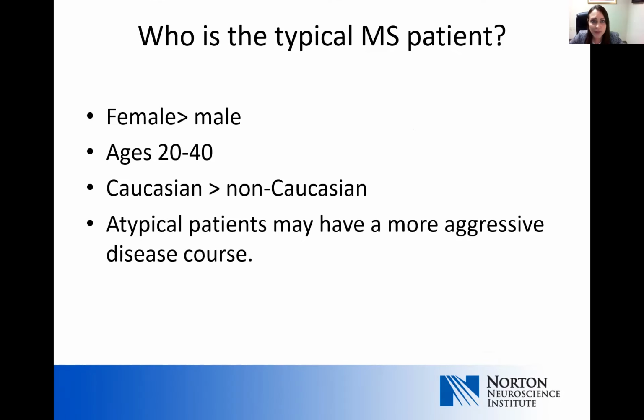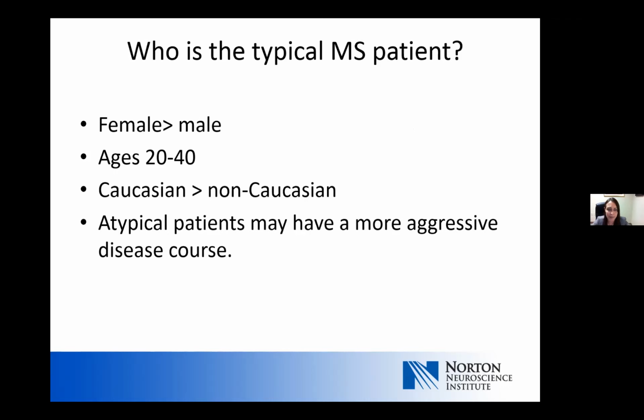So who is the typical multiple sclerosis patient? Females tend to be affected more than males. We think it's about 3 to 1 female to male. Typically, with relapsing remitting multiple sclerosis, which is the much more common type, we see patients between the age of 20 and 40 with a new onset of symptoms, though certainly there are patients younger that have onset of their multiple sclerosis.